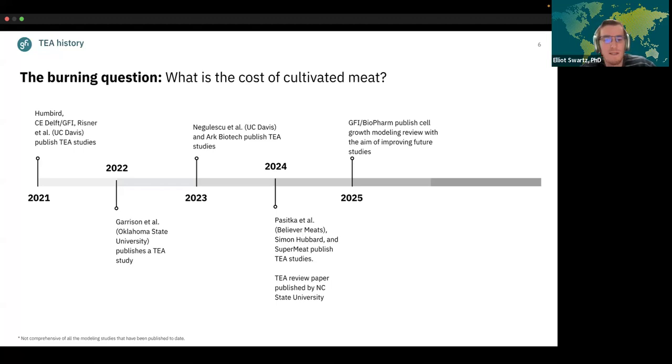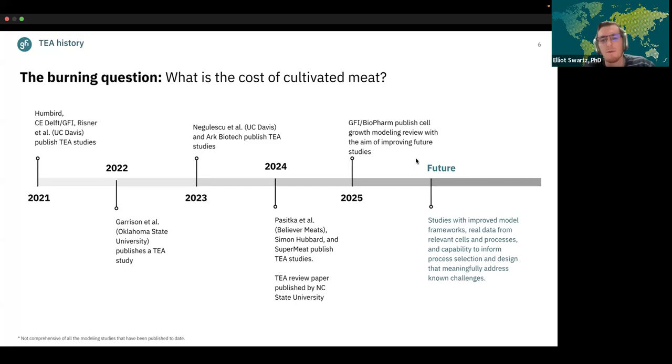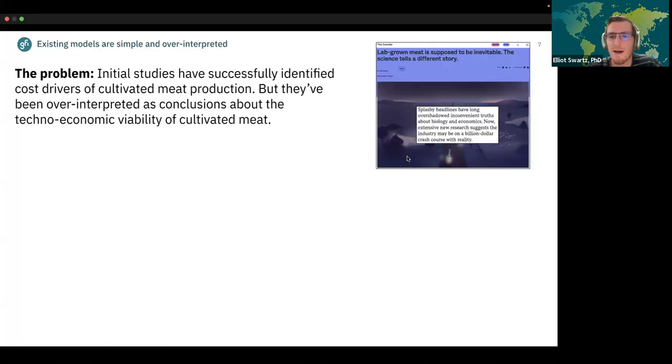However, we will discuss some of the limitations with these existing models, and in our report, really map out a future where we can hopefully work under an improved modeling framework, incorporate real data from relevant cells and processes, and be able to really leverage these models in new and more predictive and useful ways. And so we'll be talking about all of that today.